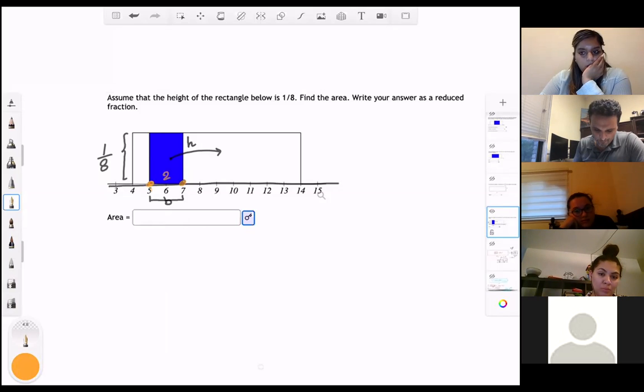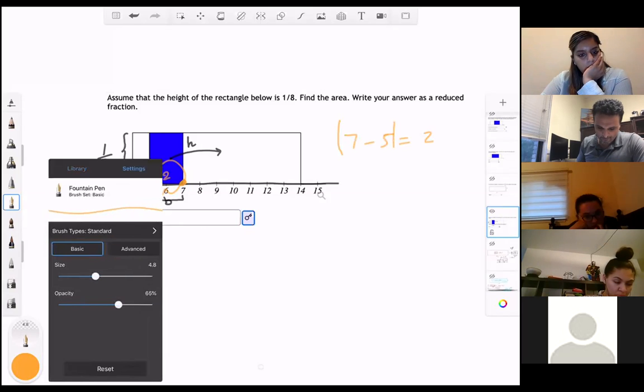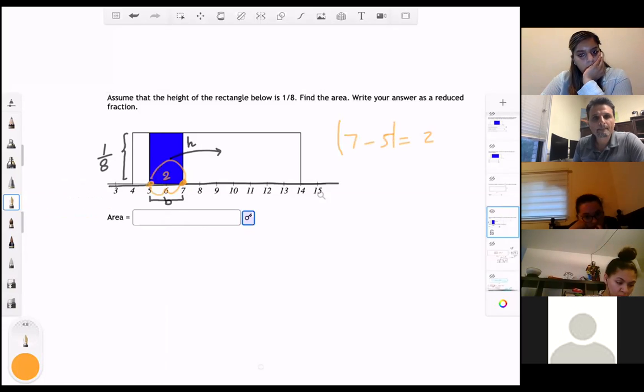You can just count it, 1, 2, or use the distance formula for the horizontal line, we can say 7 minus 5, correct? The endpoint minus this one gives us 2. We usually put absolute value to not get a negative number. So we have this is 2, and that's 1/8. We apply the formula, 2 multiplied by 1/8.